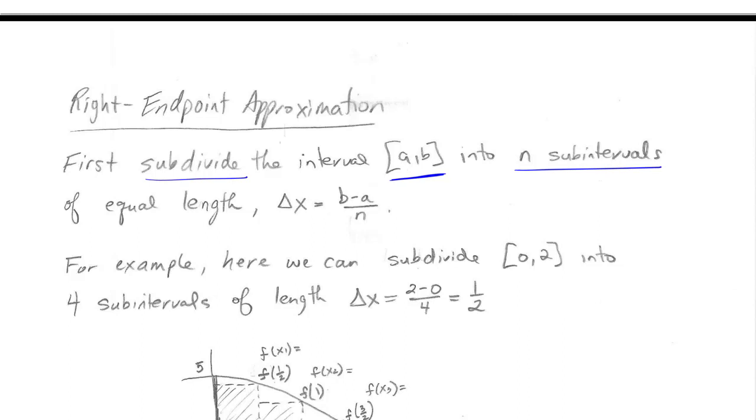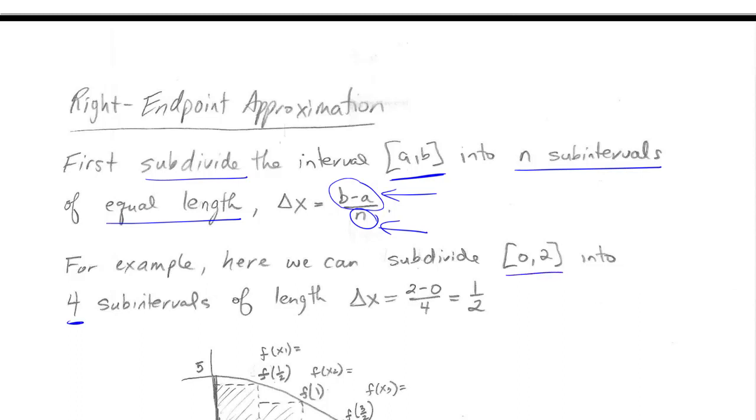In that previous example, we cut it into 2 subintervals and hence got 2 rectangles. They're going to be of equal length, so delta x is just b minus a over n, the total length of the interval divided by how many subintervals you're going to make. So let's say we take the previous one and instead subdivide it into 4 subintervals.